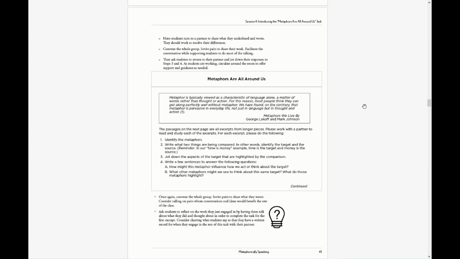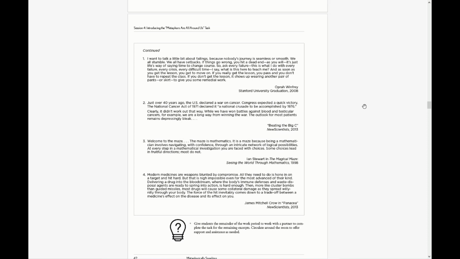So in the metaphors are all around us task, students are looking through examples from different quotes. You can always find new quotes and different things. You can pull these from any other topic as well. But students think about the idea that's actually being written about. They identify the metaphor that's being used there. And they think about how that metaphor might influence how we act or think about the subject.